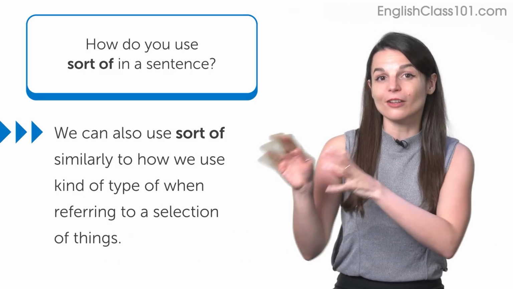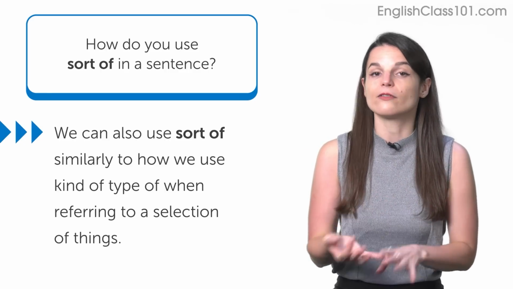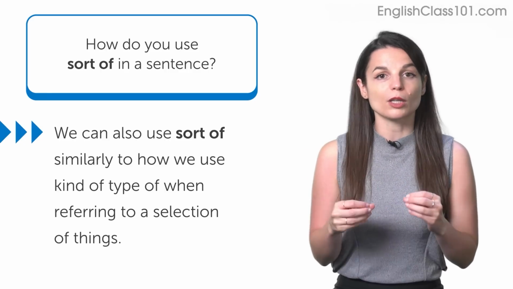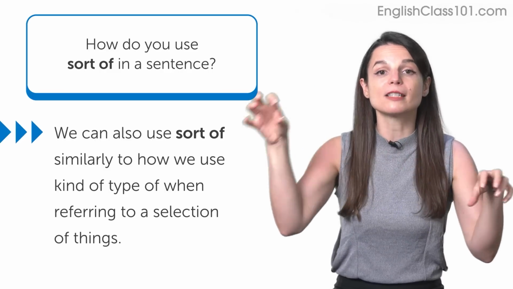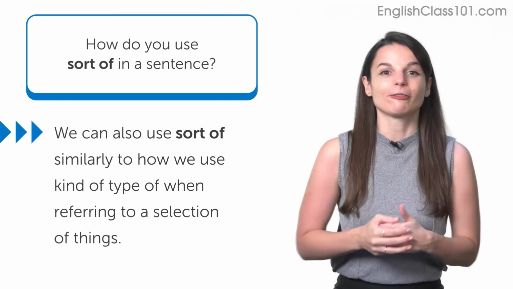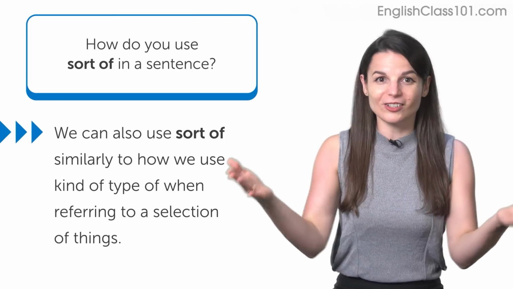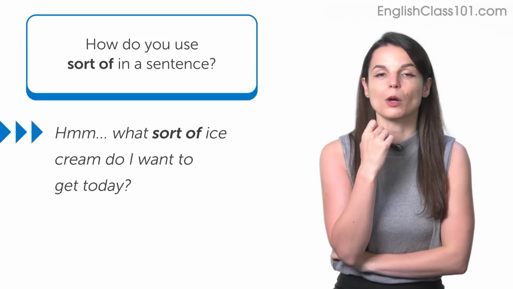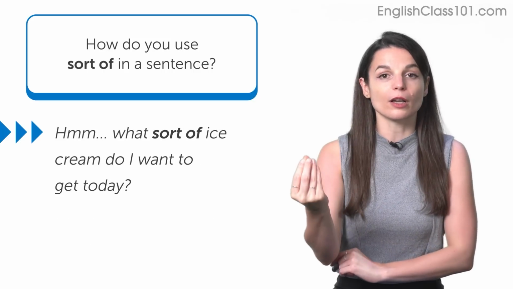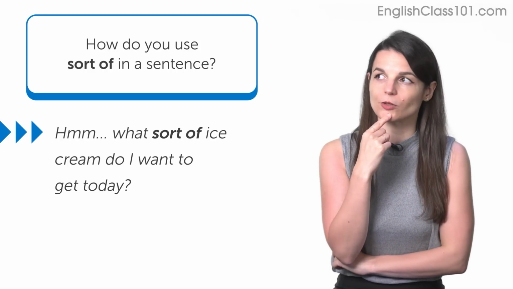Let's talk about a different use of "sort of." This is the same as "kind of" or "type of." So we use this when we are talking about a selection of things or maybe multiples of something. So for example, if you go to an ice cream store, you might go to select your ice cream when you order and you think to yourself, "What sort of ice cream do I want to get today?" So "sort of" can be used in the same way as "kind of." What sort of ice cream should I get?